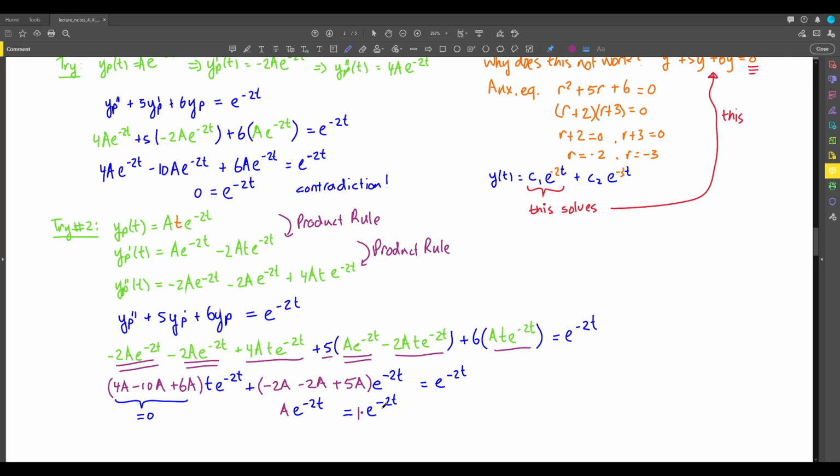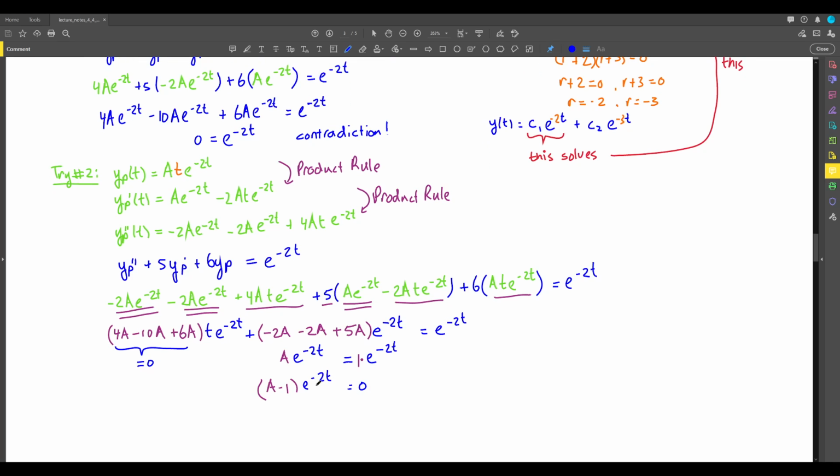Now, what I could do is bring this to the other side, and let me do that. A minus 1 times e to the power negative 2t equals 0. And again, because this has a t and this does not, we then see that a minus 1 has to equal 0, and that means a equals 1.